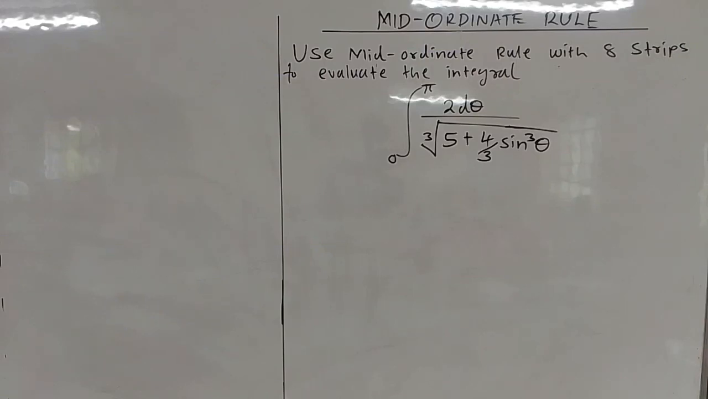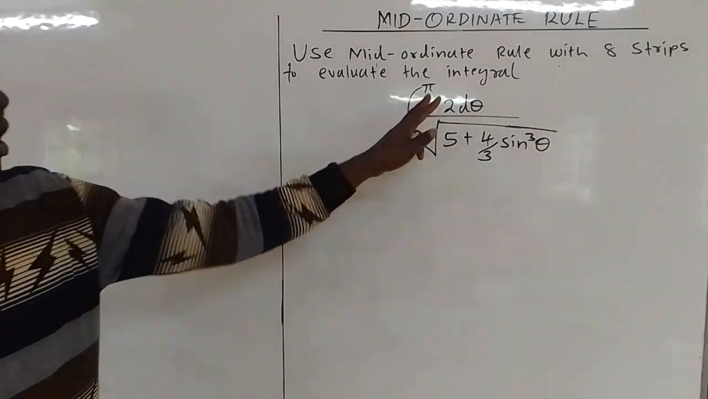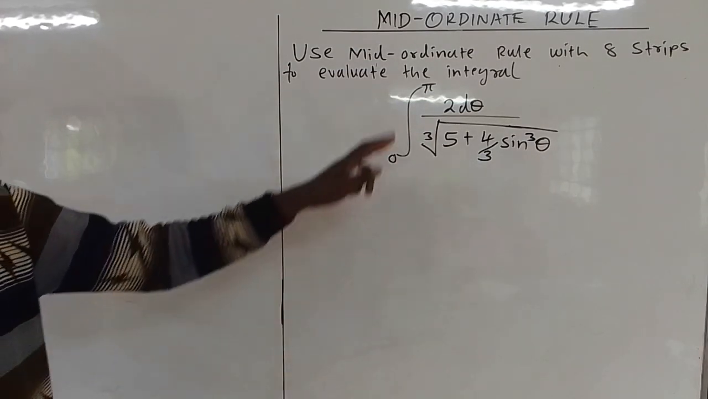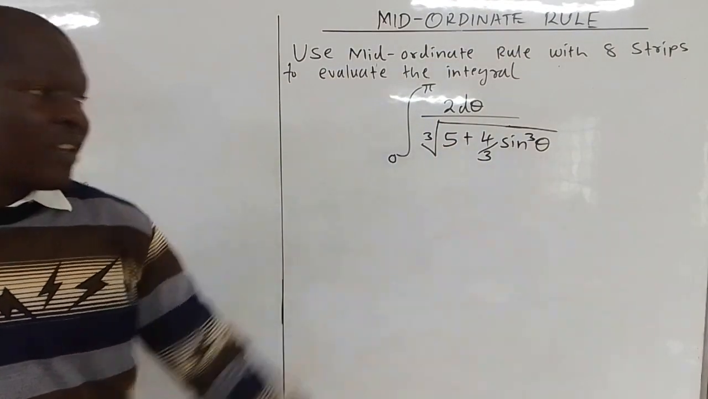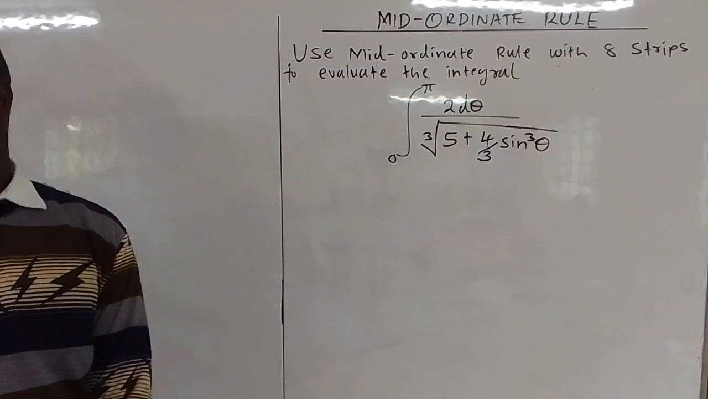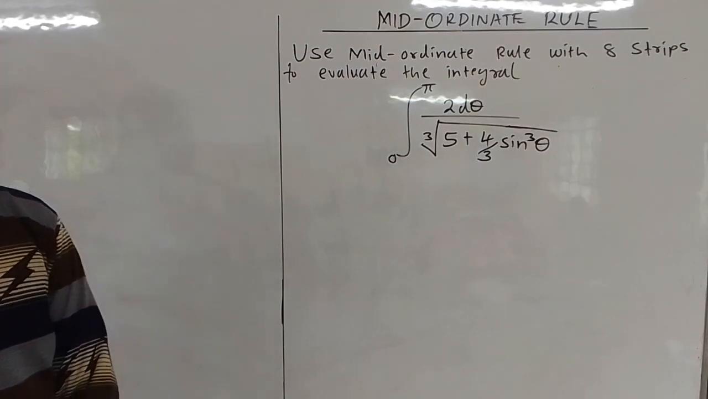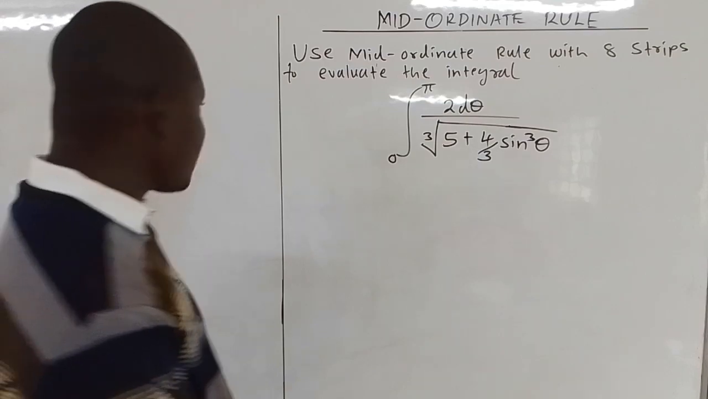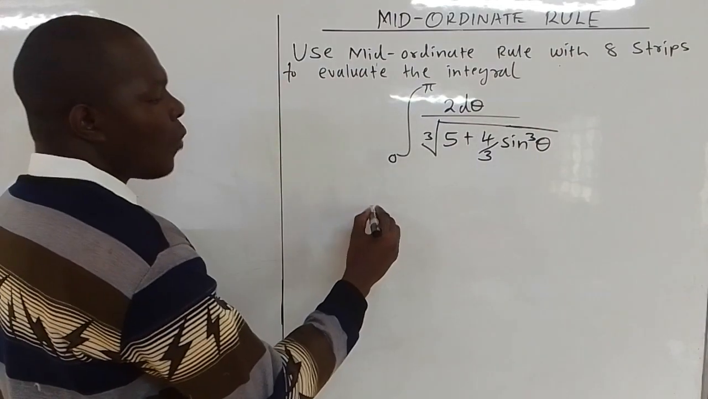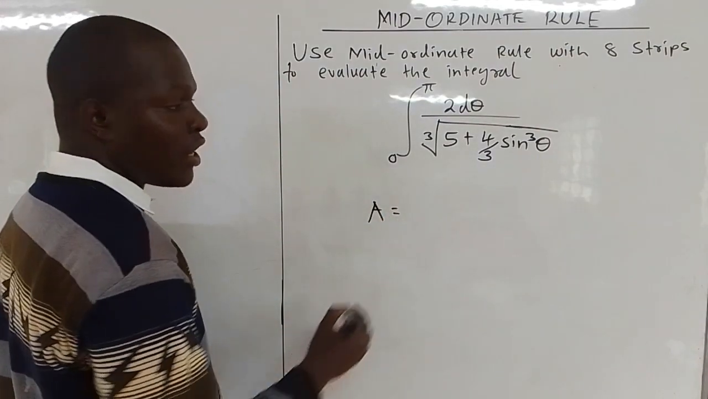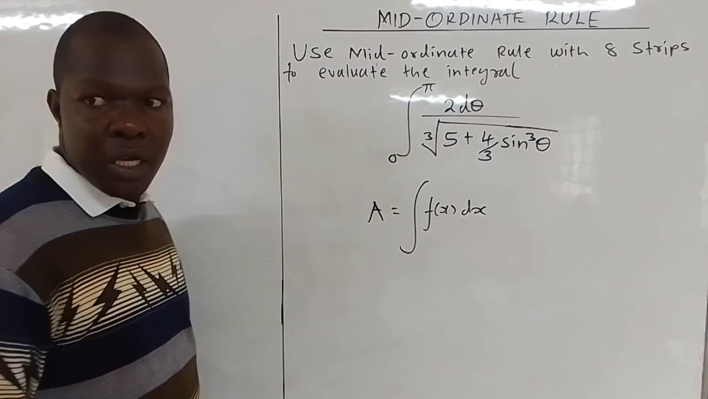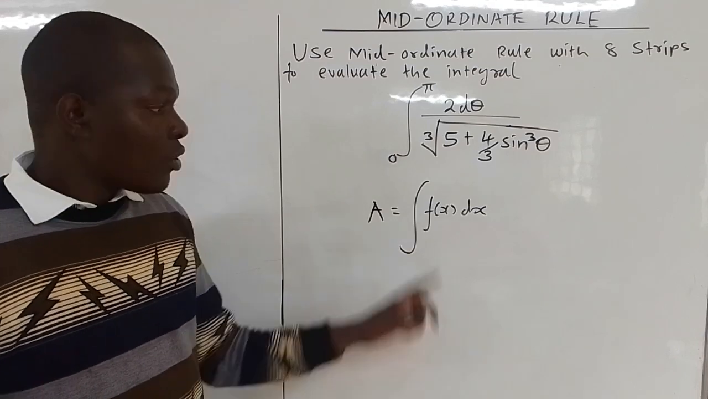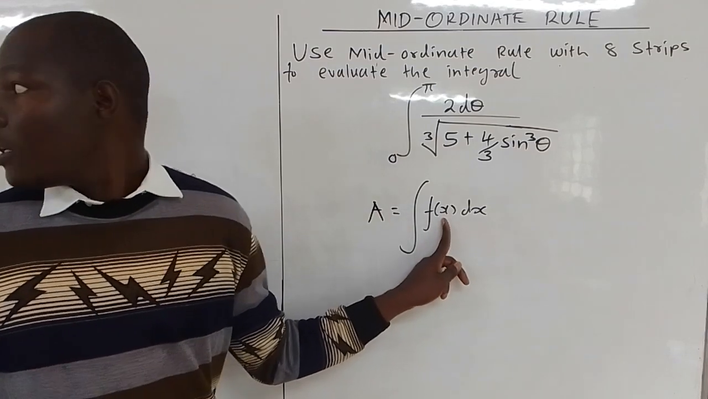In this case, you've been told to use the mid-ordinate rule with 8 strips to evaluate the integral from 0 to pi over 2 of dθ over the cube root of 5 plus 4 over 3 sine cubed θ. Are we together? The first thing you need to know is that when you are looking for the area, you are integrating f of x dx.